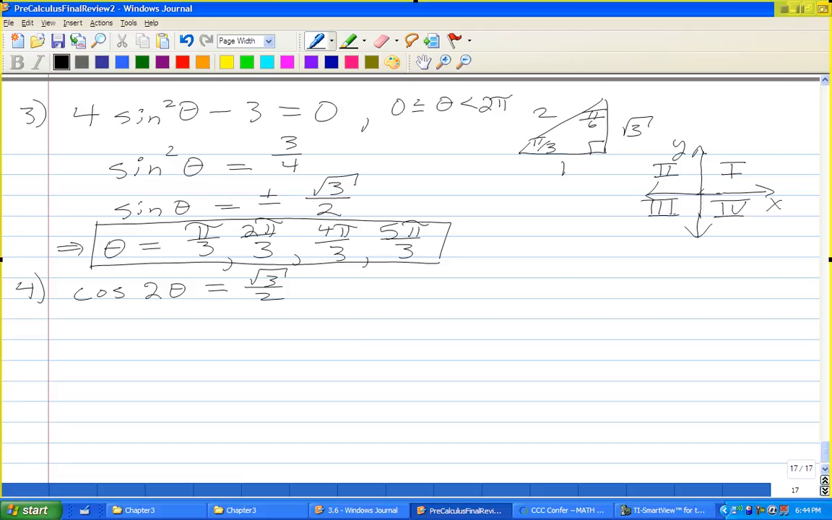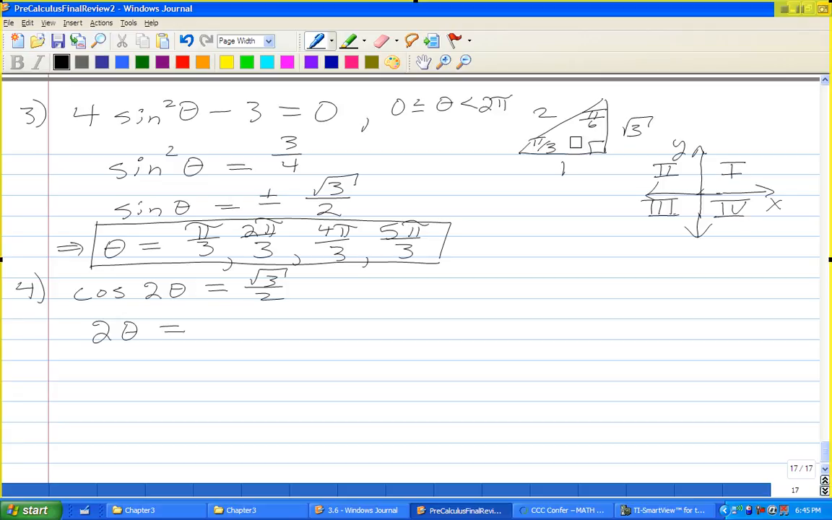Solve this equation again between 0 and 2 pi. And so, well, I have this up here. And so I want cosine to be positive, cosine of whatever. So I'm just going to write what 2 theta is. And so I want cosine to be positive. So I want cosine to be in the first and the fourth quadrant. Okay. I want 2 theta to be in the first and the fourth quadrant.